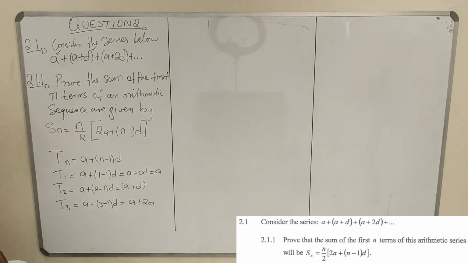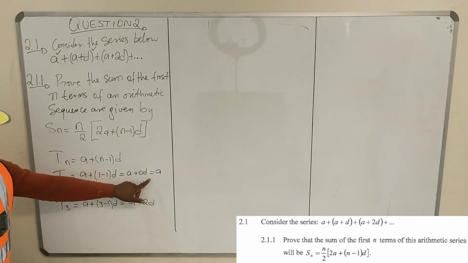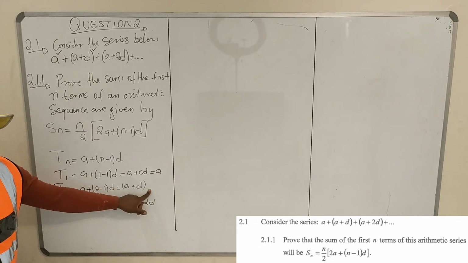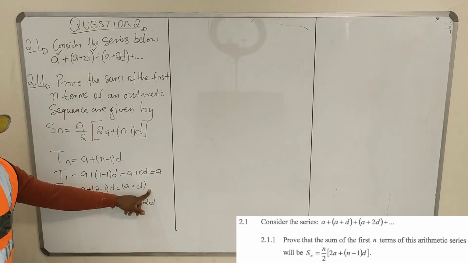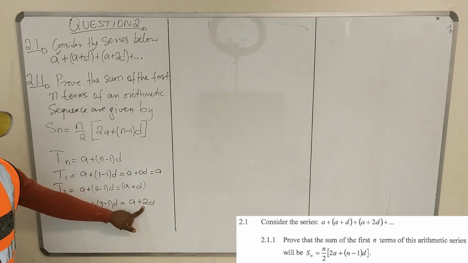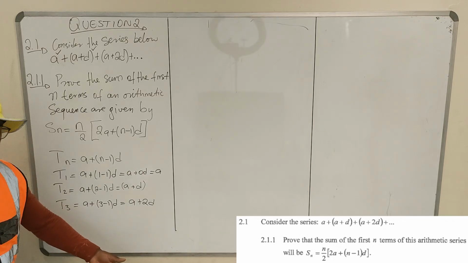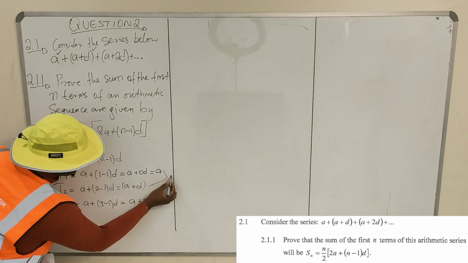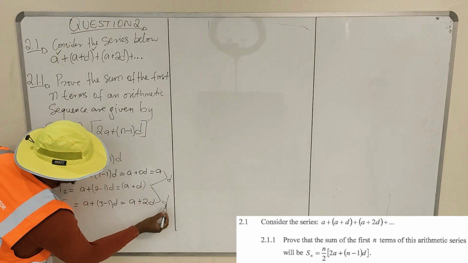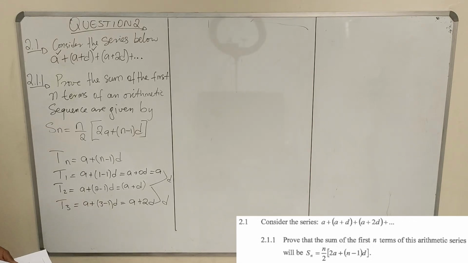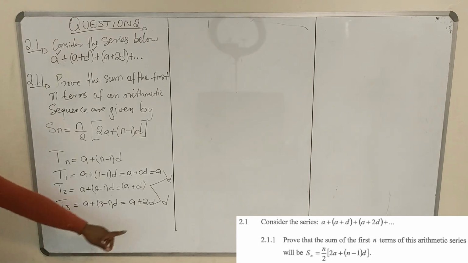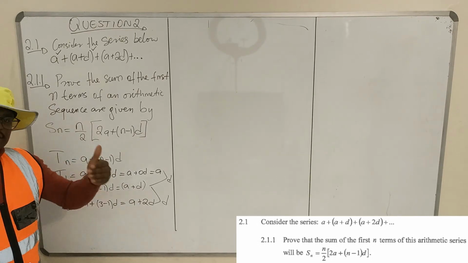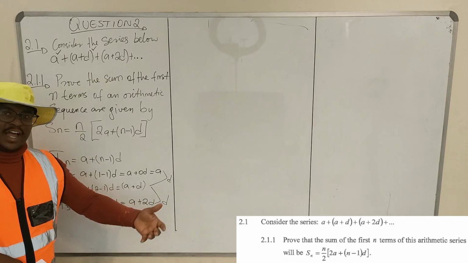I'm not sure if you are noticing. On the first term, you had no D, it was 0D, it was just A. Then on the second term, you added 1D. And then on the third term, you added another D, which means the difference between these two terms is D. You know an arithmetic series should have a common difference of D. So to get the next term, you must add D all the time.